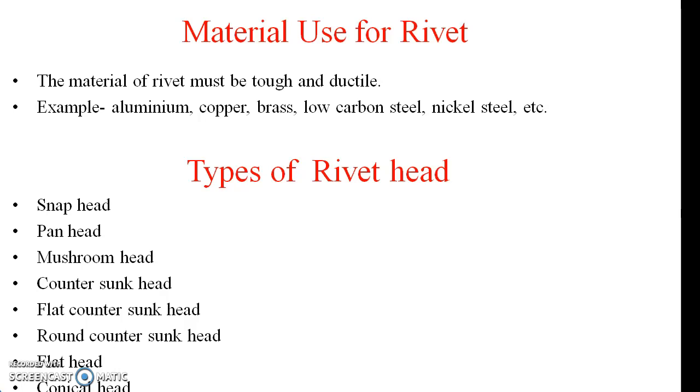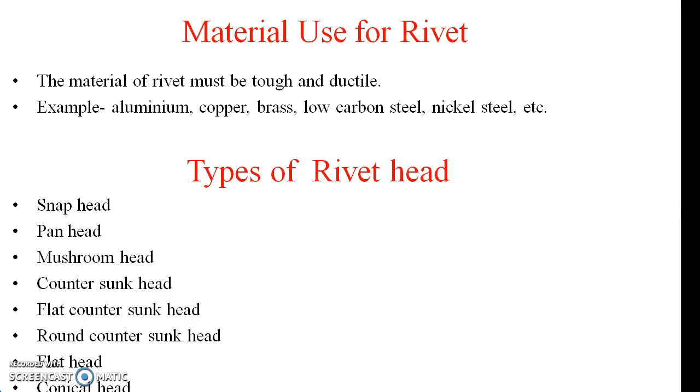So what are the materials used for the rivet? The materials are aluminum. By aluminum we can make a rivet. By copper we can make a rivet. By brass we can make a rivet. By low carbon steel we can make a rivet, or by nickel steel we can make a rivet. So next is our types of rivet head.